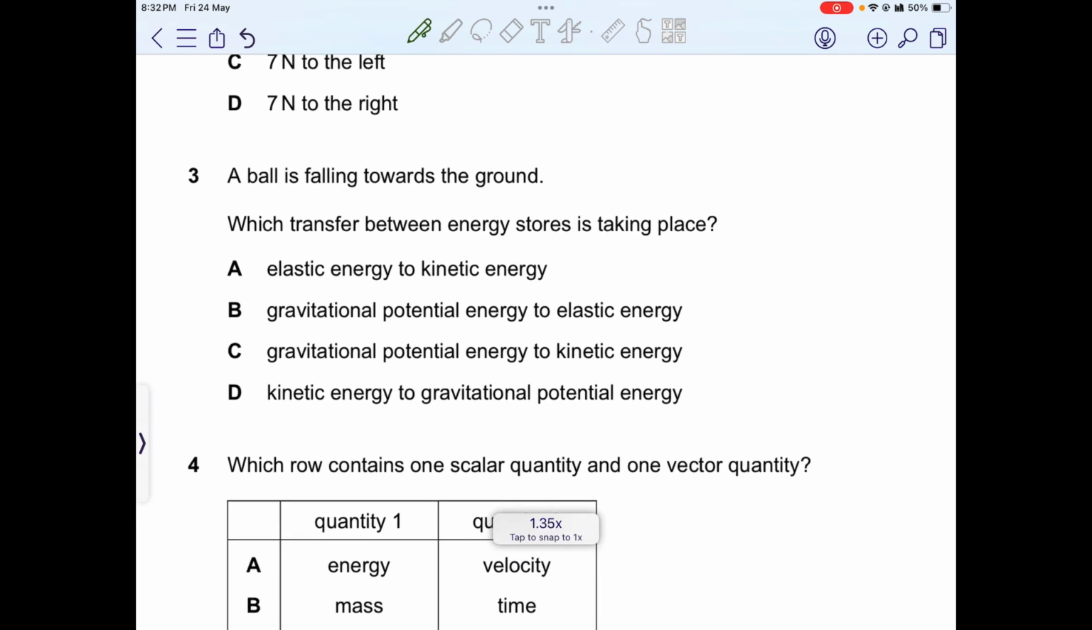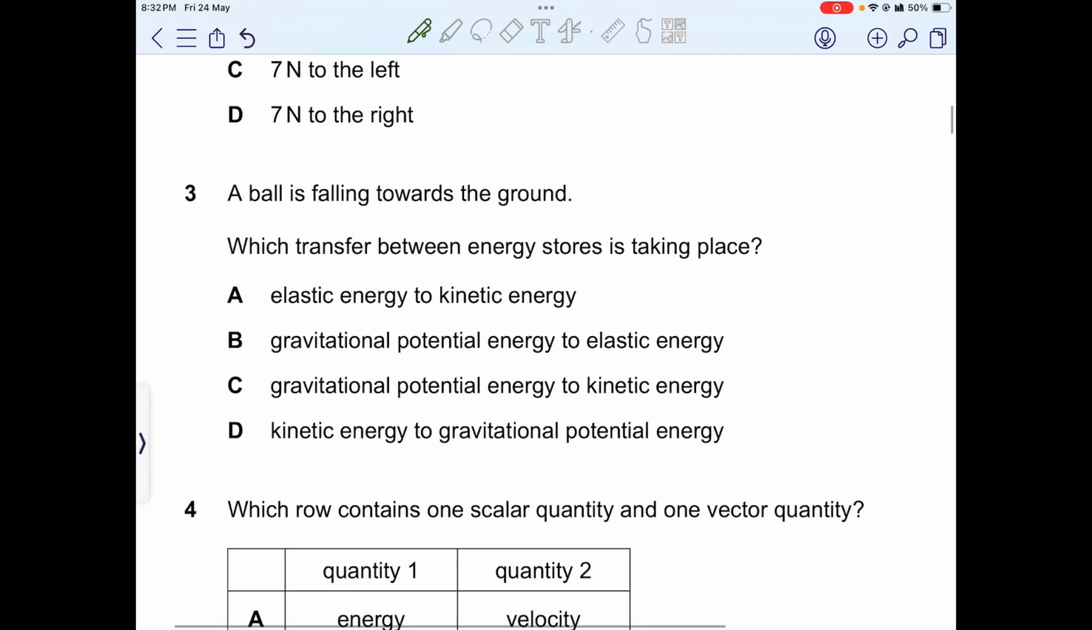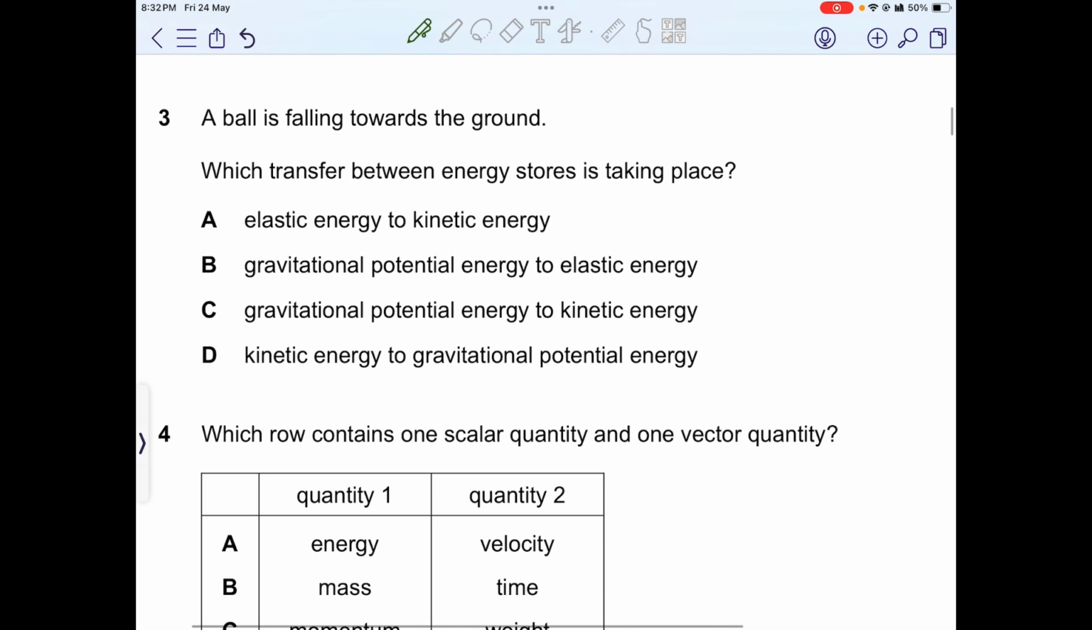A ball is falling towards the ground. What energy transfer is taking place? If the ball is falling, that means it must have been held at a height before. Since GPE is equal to mgh, the ball has gravitational potential energy. Now, as it falls, the gravitational potential energy is converted to kinetic energy, which is energy stored in a moving object. Therefore, the energy is being changed from gravitational potential energy to kinetic energy, option C.